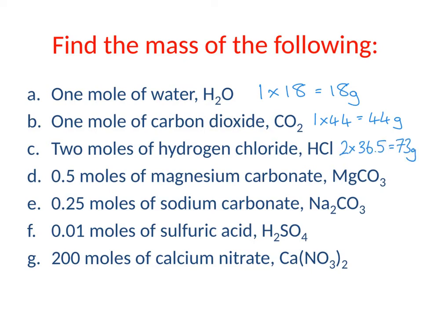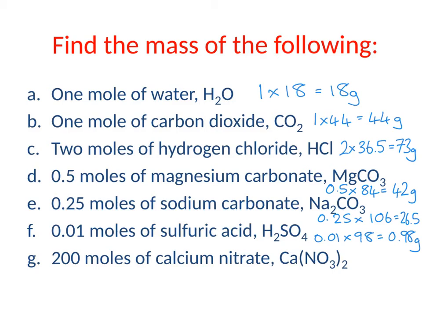Next one, there are 2 moles this time, and the mass of 1 mole of HCl is 36.5, and so 2 moles would weigh 73 grams. For magnesium carbonate, the mass of 1 mole is 84, 0.5 times that is 42. Sodium carbonate, the RFM, the mass of 1 mole is 106, times it by 0.25, 26.5. Next one, the mass of 1 mole of sulfuric acid is 98, times it by 0.01, you get 0.98. Be really careful not to just do that in your head. Check it on a calculator. It's really easy to lose a decimal place or gain a decimal place by accident.